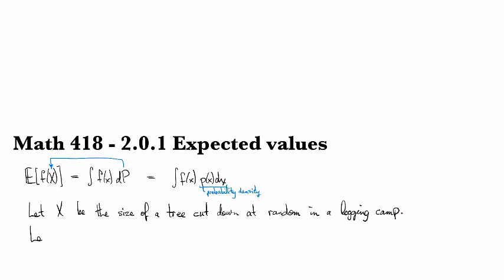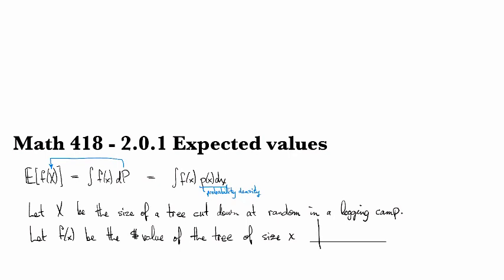Okay, and so suppose we let f of x be the dollar value of a tree of size x. So what does this look like? Well, it doesn't really matter. Suppose to make it sort of realistic, I'm going to say, well, it's probably some vaguely increasing function of x, because bigger trees are worth more. You can get more boards out of them, right?